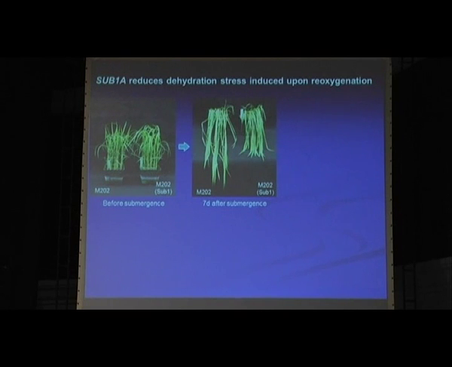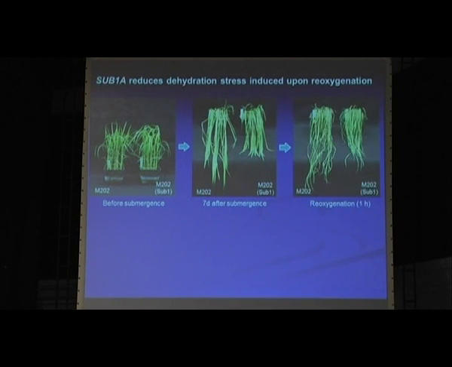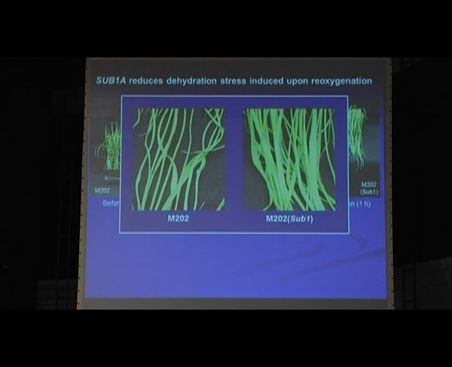And then we continuously observed these plants under regular growth condition. And actually, both plants are exposed to dehydration. It looks like leaves were desiccated after this submergence. And this is a close-up picture. It's pretty obvious M202 leaves are more severely desiccated as compared to M202 SUB1. And actually, this is also observed in the field condition. So it's a pretty common response upon submergence.